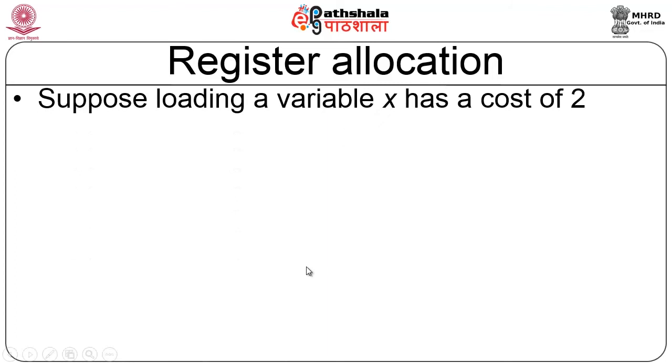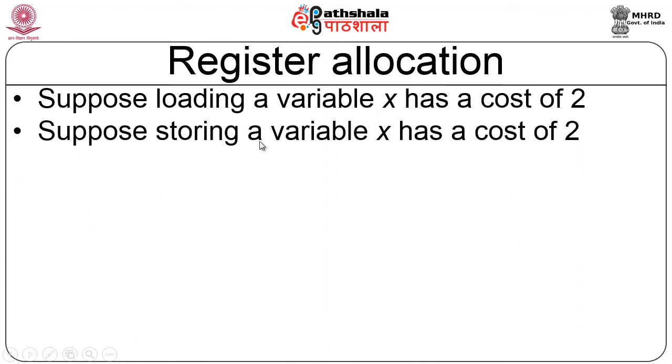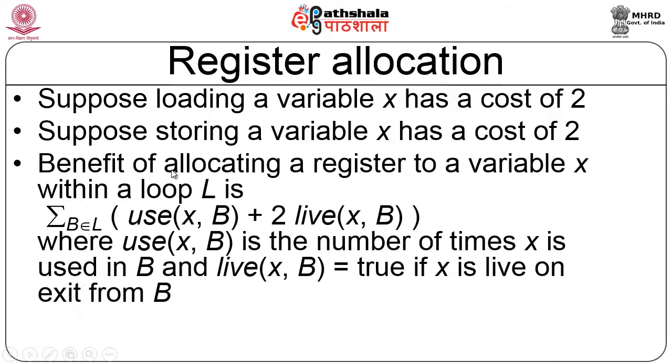So here, supposing loading a variable x has a cost of 2, and storing also has a cost of 2. The benefit of allocating a register to a variable x within a loop is computed as use of x comma b plus 2 into live of x comma b. That is your summation. So, summation over all blocks, you compute use of x comma b plus 2 into live of x comma b, where use of x comma b is the number of times x is used in b, and live of x comma b is equal to true if x is going to be reused in subsequent blocks after exiting from block b.